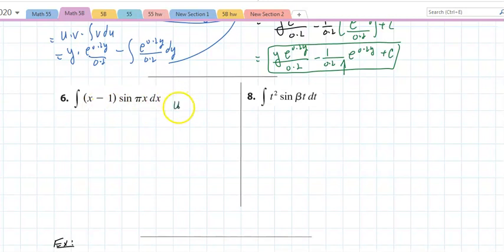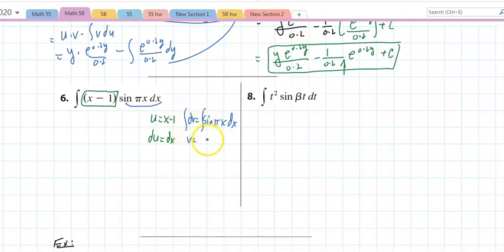So if I let u equal whatever I can get rid of by taking enough derivatives, x minus 1, that means dv must be whatever is left over. Dv must be the sine of pi x dx. And I already know what I need. I need du, the derivative of this, that's simply dx. And I need v, which is the integral of that.